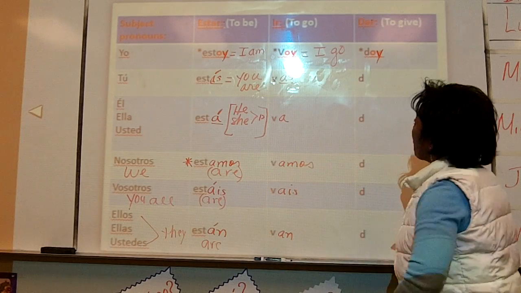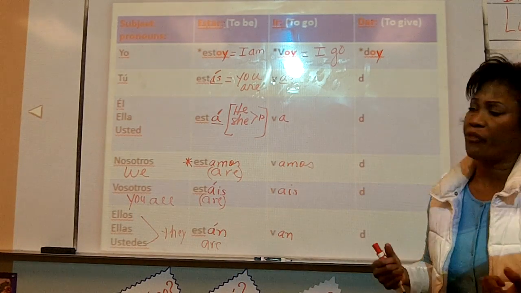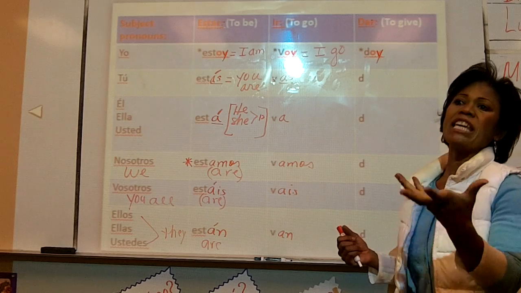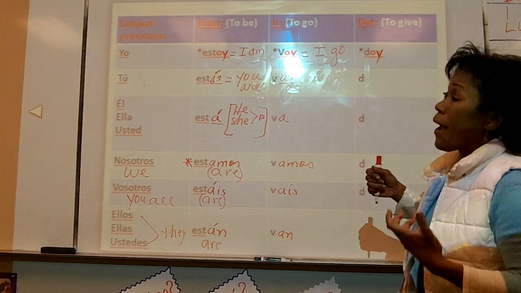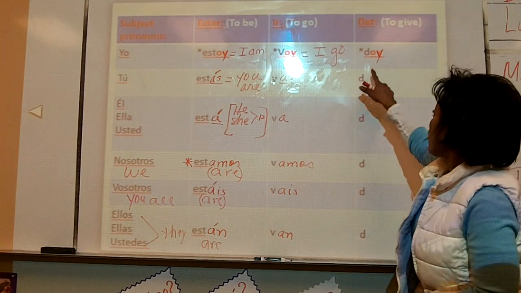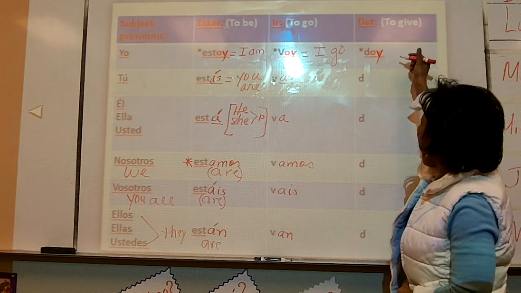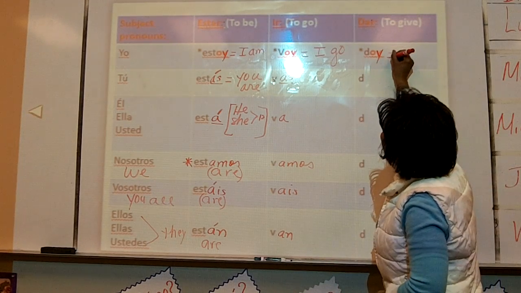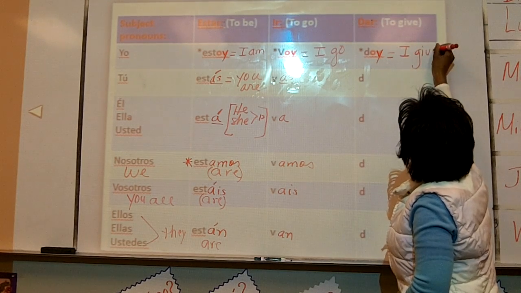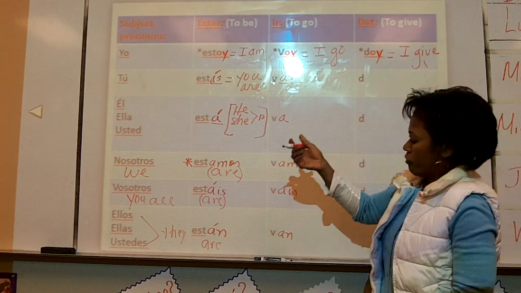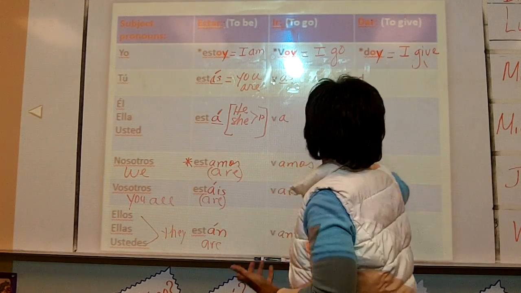The last verb we have here is dar, to give. Okay, so if I want to say I give you a gift, or I'm giving you a gift, you want to say doy. Yo doy means I am giving you or I give you. I give. Doesn't matter who I'm giving it to, but I just give.